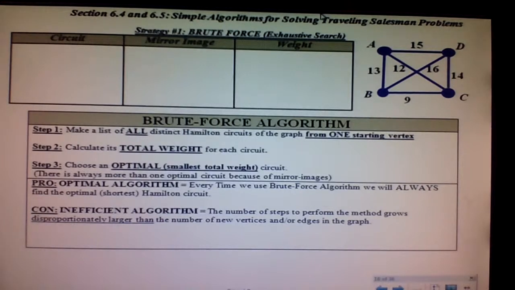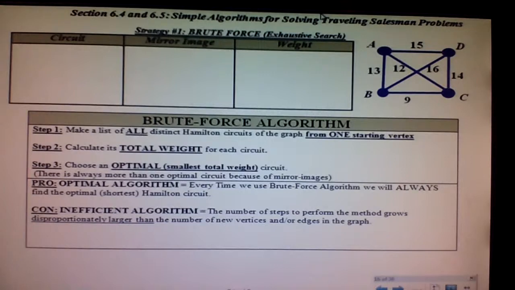The 2 we're going to learn today. The first one is called brute force. When you think of the words brute force, what do you think? You're forcing something. They also call this the exhaustive search. This is the hardest one that you're going to do. Brute force is where you list out every Hamilton circuit that is possible.